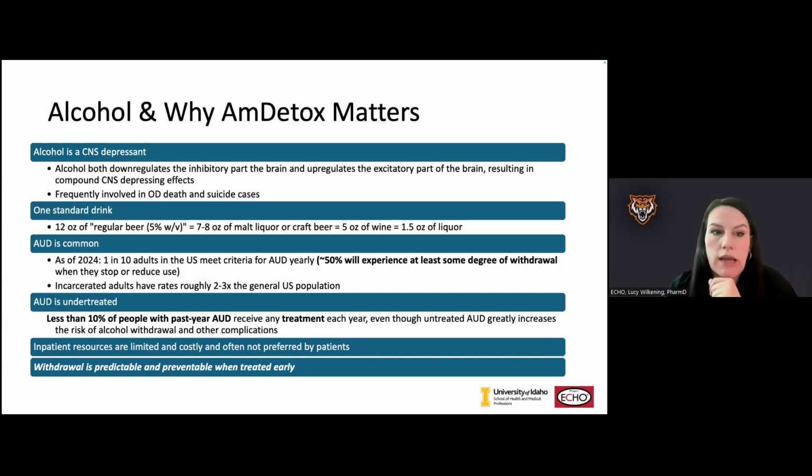So for the record, right, a standard drink would be 12 ounces of what patients would call a regular beer. So this is going to be something like Budweiser, for example, that has about a 5% alcohol by volume. This is equivalent to about 7 or 8 ounces of malt liquor, or if it's a person who's going to places like breweries where they're making craft beers, where the alcohol content is much higher, let's say like 6 or 7%, 8%, that is 7 to 8 ounces of that is equivalent to 12 ounces of what I'm going to call a regular beer, right? This is equivalent to 5 ounces of wine, which is equivalent to 1.5 ounces of hard liquor.